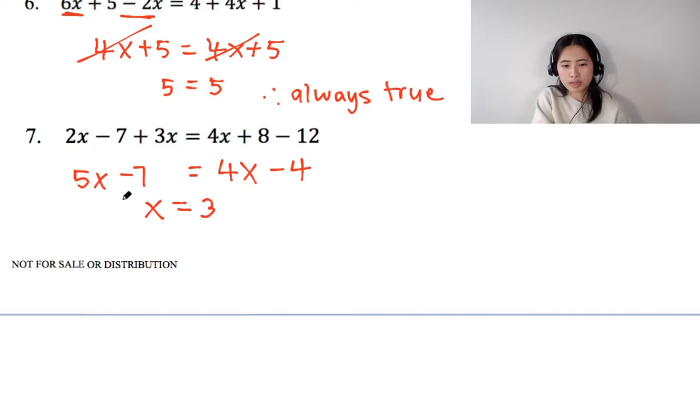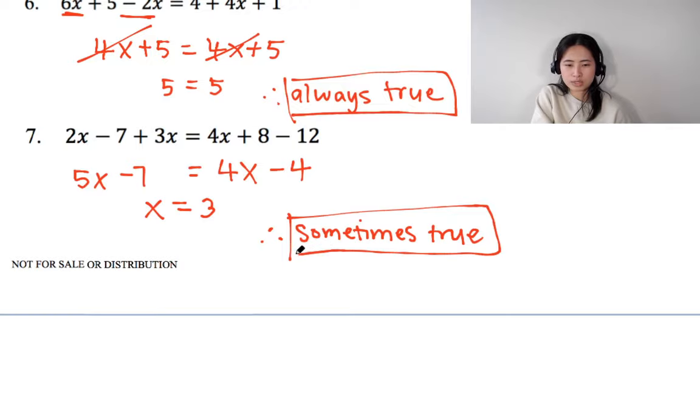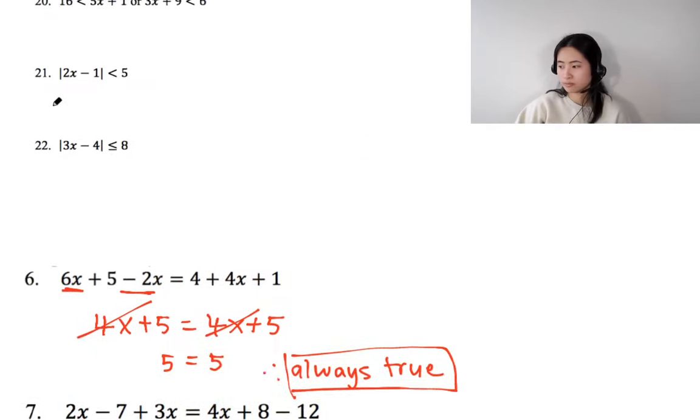So here's the thing: because this is a variable, it could be any number. So this could be 3, which is always true if it is. But it could also be 2, it could also be any number because it's a variable. That's what variables do. So that means this is sometimes true. Okay, hopefully that was pretty straightforward. Nothing really crazy to stress about. And let's proceed to number 8.